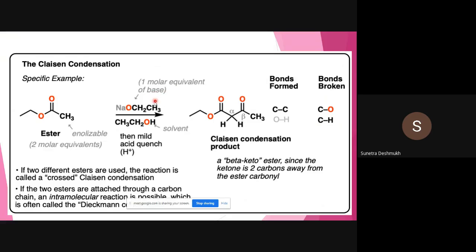Here is 1 molar equivalent of a base. Pay attention, over here I have written ester: the enolizable esters should be 2 molar equivalents, and we are going to use 1 molar equivalent of base. The solvent is sodium ethoxide in ethanol; you have to use ethanol as a solvent. If you are taking sodium methoxide as a base, then you have to take methanol as a solvent. Finally we do an acid quench in the final step. So this is our product, the Claisen condensation.